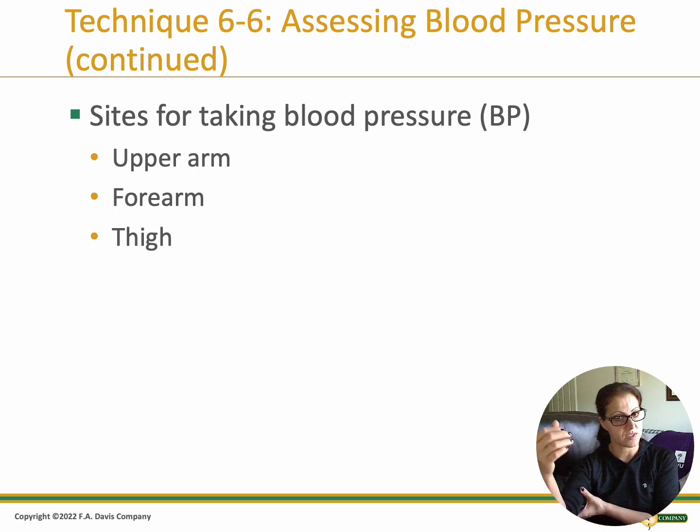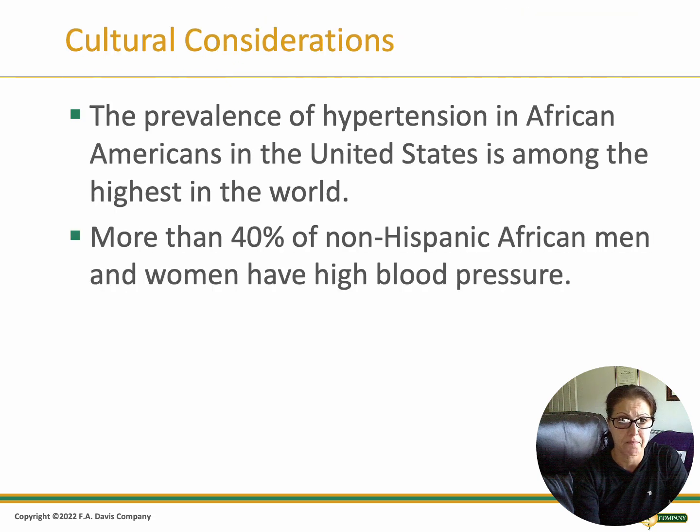If it's very difficult to assess an upper arm with the cuff that you have, if the patient is morbidly obese and you don't have a cuff that adequately assesses it, you can always convert to the forearm. If an arm is not an option, then you would revert to assessing the thigh and using the popliteal pulse rather.